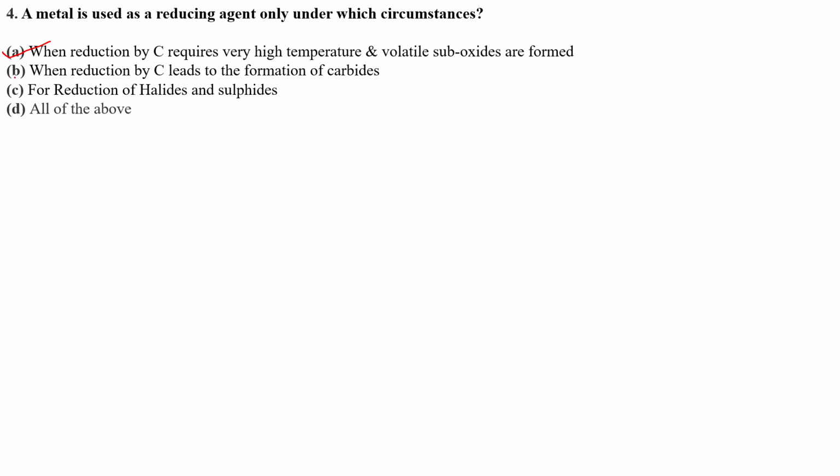Then reduction by carbon can lead to the formation of carbide. For example, if we talk about the carbothermal reduction of metal sulfides, it will create CS2, carbon disulfide, as a byproduct, and it does not have any useful application, so we just have to discard it. So in that case, we generally don't go for the carbothermal reduction processes of metal sulfides.